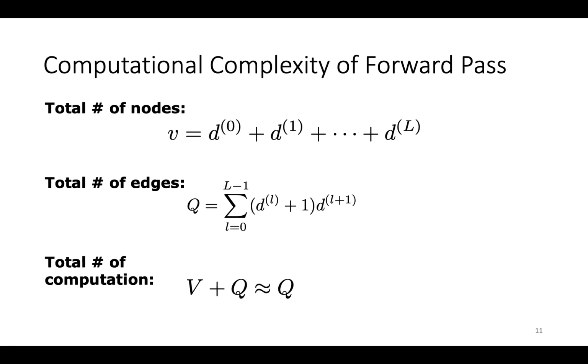So the total number of computations, since normally in modern neural nets Q is way larger than the number of nodes, we refer to the total number of computations as an approximation by only Q itself. Okay?